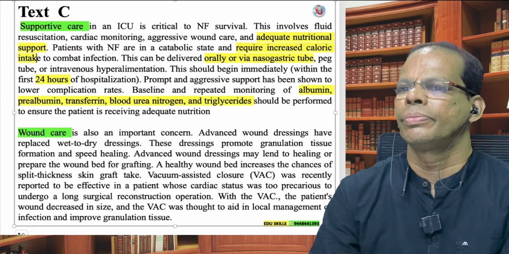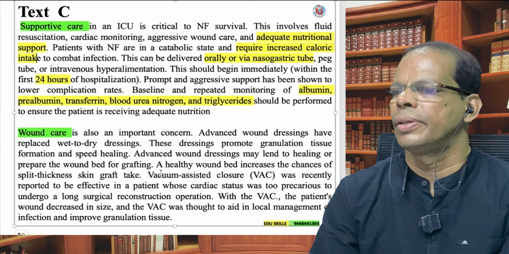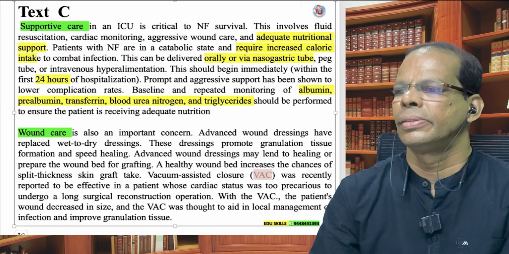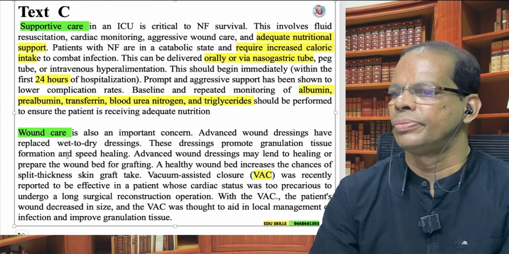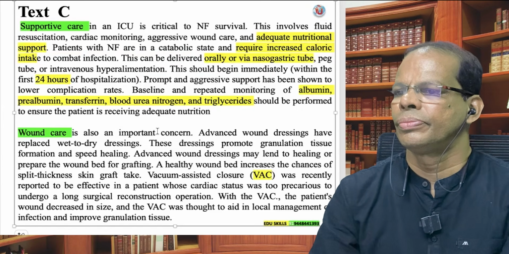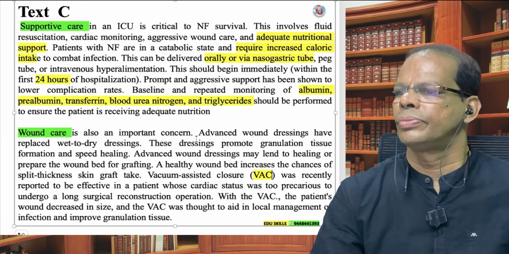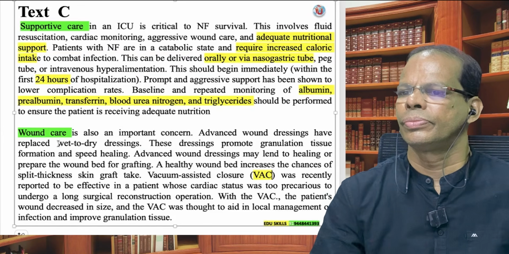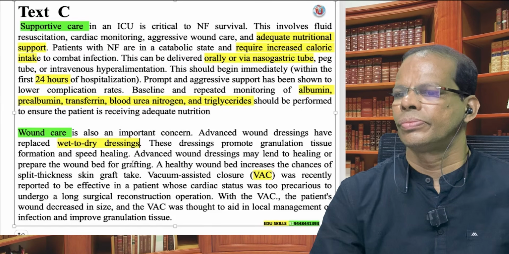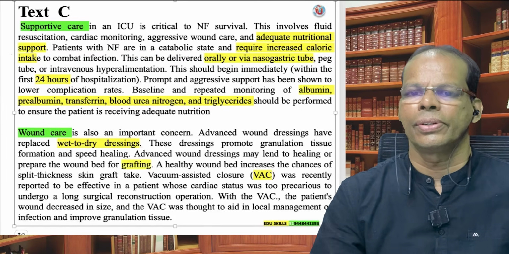Bone care. Vacuum assisted closure, VAC. Wet to dry dressing, first line, the topic sentence. Second line, advanced wound dressings have replaced wet to dry dressing. Fourth line, grafting, skin graft. Okay, let's go to the questions.